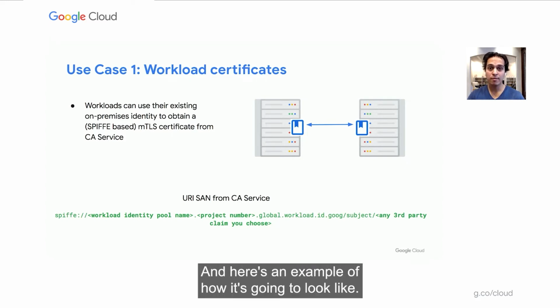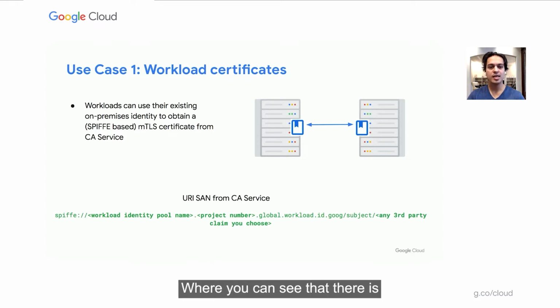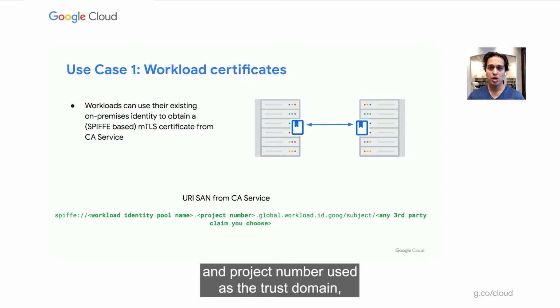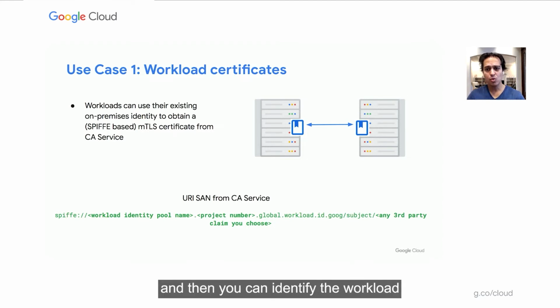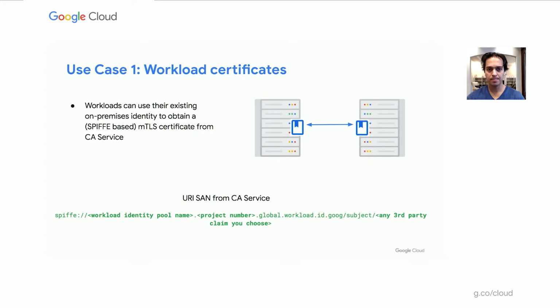And here's an example of how it's going to look, where you can see that there is the workload identity pool name and project number used as the trust domain and namespace, and then you can identify the workload using any part of the claim that you want in the issued certificate.